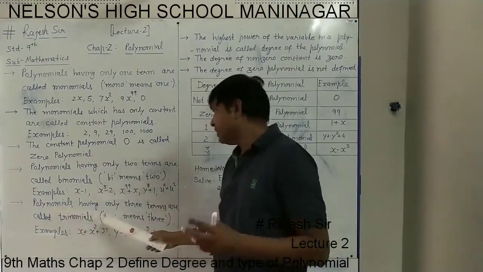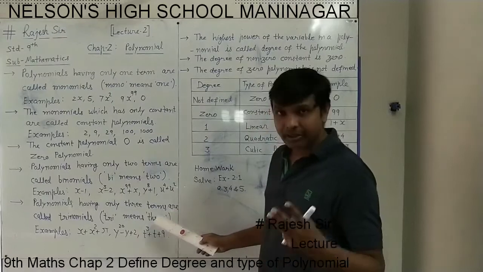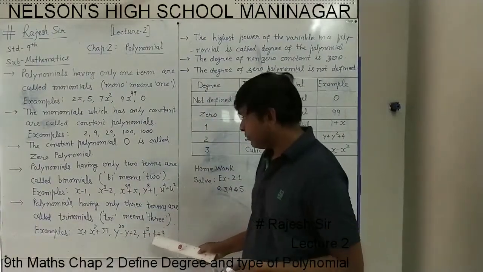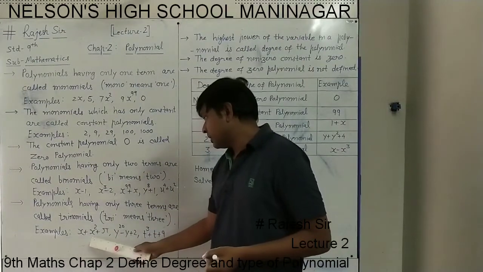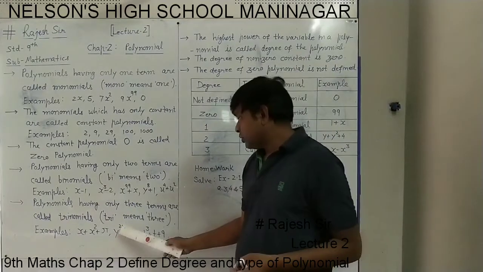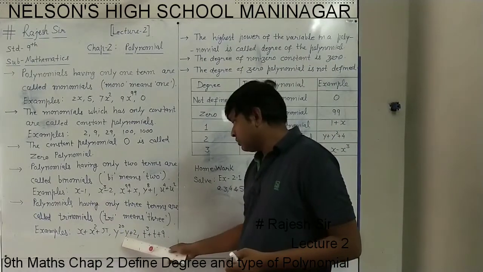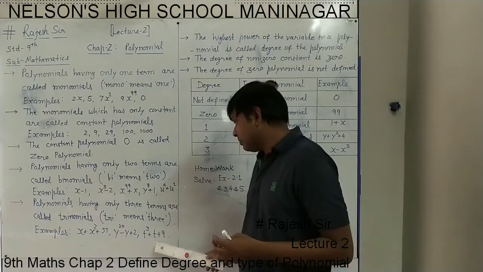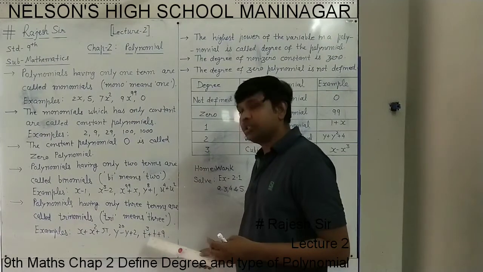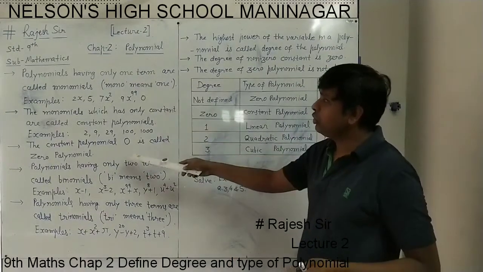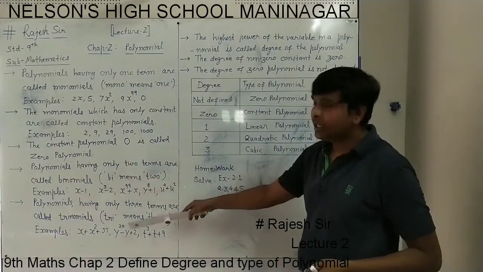Similarly, polynomials having only 3 terms are called trinomials because tri means 3. Examples are x plus x square plus 5, 3 terms it has, 1, 2, 3. y raised to 20 minus y plus 2, 3 terms it has. t cube plus c plus 9, 3 terms it has, so it is a trinomial. So this way we have understood monomial, binomial and trinomial.